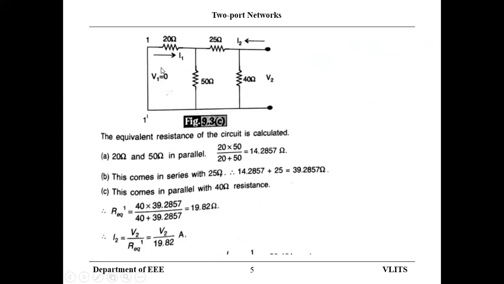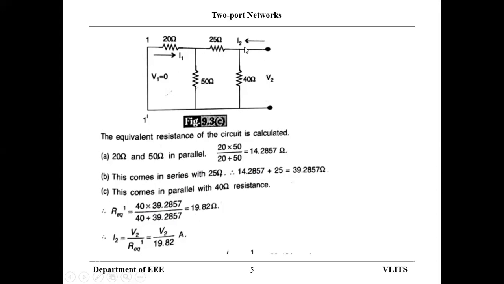In the R equivalent, first these two, 20 and 50, are in parallel, and then the equivalent resistance is 14.28, and this 14.28 is, sorry, in series with the 25 ohms. Then this series 25 plus 14.2857 gives 39.28, and this 39.28 is parallel with this 40 ohms resistor. Then the R equivalent is equal to 19.82.